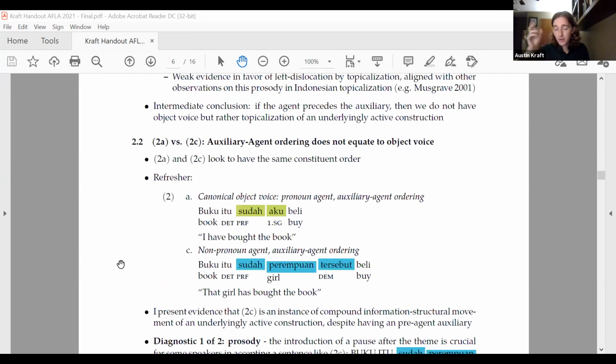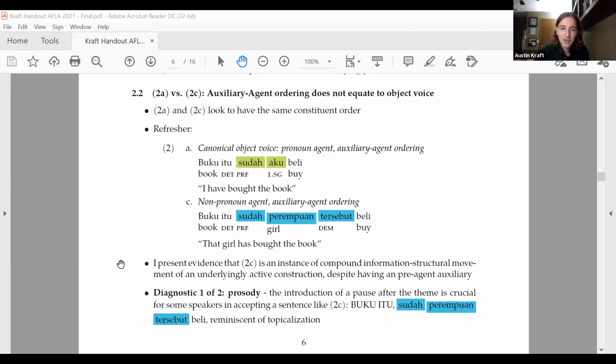Moving on to the other primary contrast that we're going to focus on here, the contrast between 2A and 2C. Now, they appear to have the same overall kind of constituent order. However, I will show that it's the result of both topicalization as well as focus movement. First, going back to prosody, we see that the introduction of a pause, perhaps more strongly here as a piece of evidence than we had previously used as a diagnostic, can be crucial for some speakers to accept a sentence like 2C, reminiscent of topicalization.